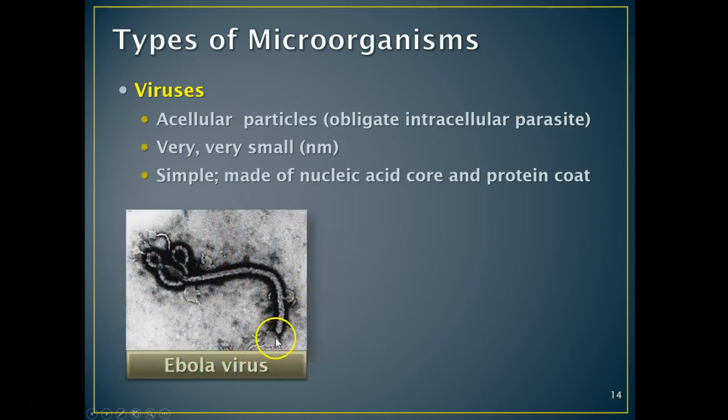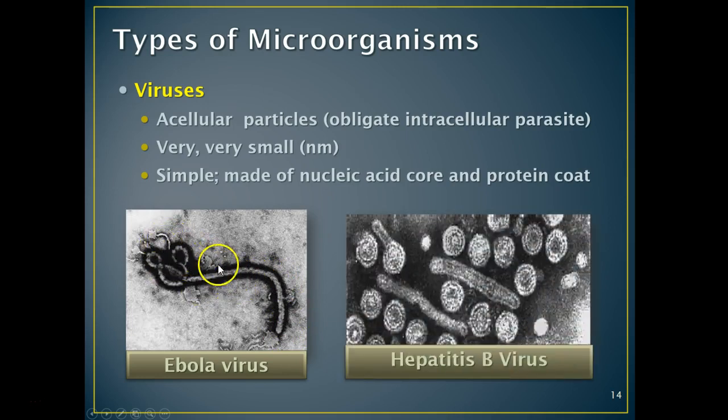And they have all sorts of different shapes. Here's an Ebola virus. It kind of looks like a long filament. Here we have the hepatitis B. The hepatitis B in this picture are these ones that are pretty close to being round. This other stuff is just things that happen when you do the electron microscope prep.